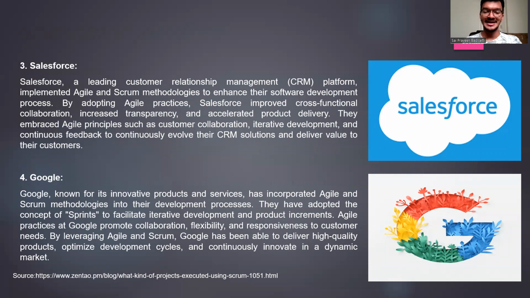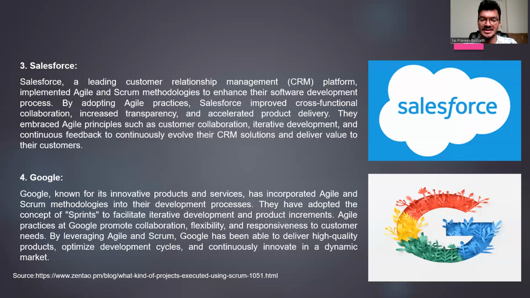We don't need any introduction on its own. So they also adopted sprints for iteration, development, and product increments. Agile practices at Google encourage collaboration, flexibility, and responsiveness to customer needs. By leveraging Agile and Scrum, Google delivers high quality products, optimizes development cycles, and fosters continuous innovation in a dynamic market.